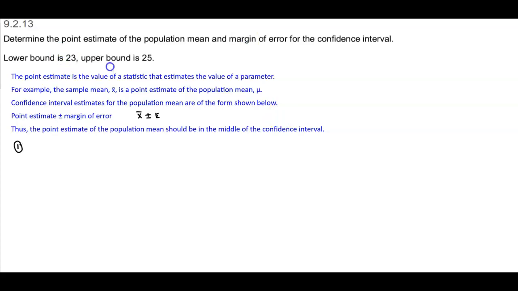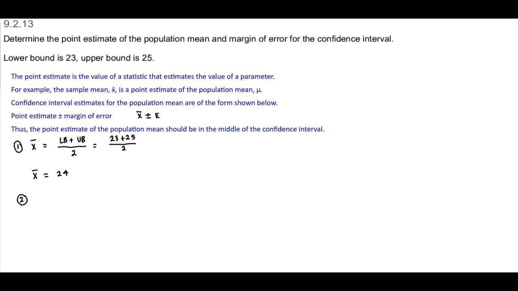So that means that we're going to take x bar, and that's going to equal the lower bound plus the upper bound divided by 2. So we know that we have 23 plus 25, and then we're going to divide that by 2. So that gives us 48 divided by 2, so we can say that the point estimate for the mean is going to be 24.